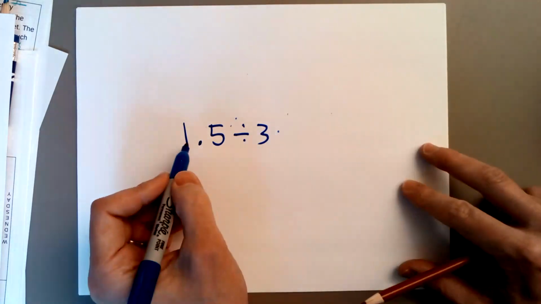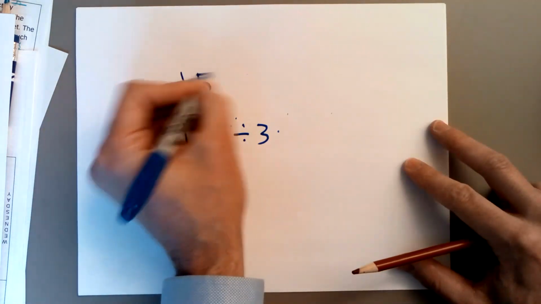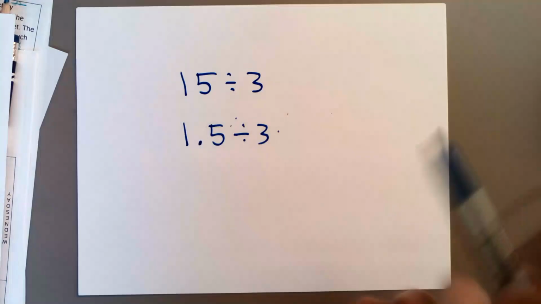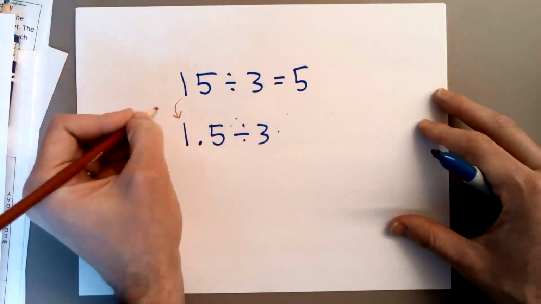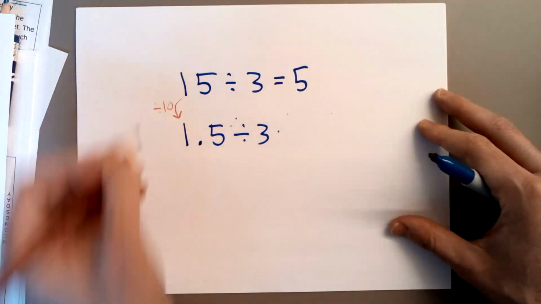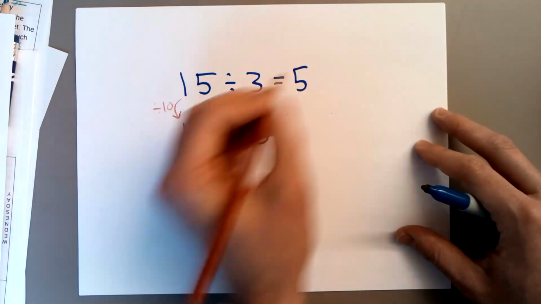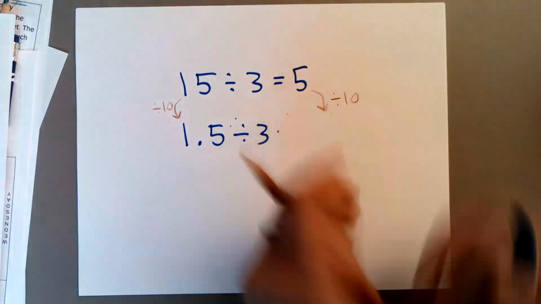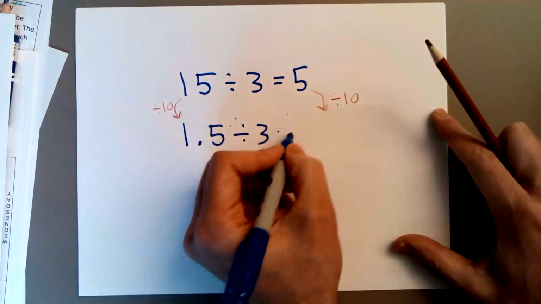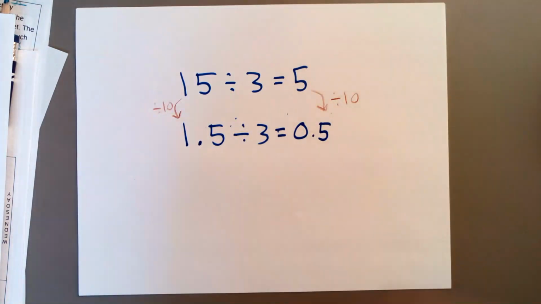Or what about if you've got to do 1 and 5/10 divided by 3? Well, again, you can think of them as whole numbers. 15 divided by 3 is, again, 5. But here, the dividend is 10 times smaller, meaning I have fewer things to divide. So however we change the dividend, that has the same effect on the quotient. So the quotient is going to be 10 times smaller as well. 5 divided by 10, that's 5/10. So 1 and 5/10 divided by 3 is 5/10.